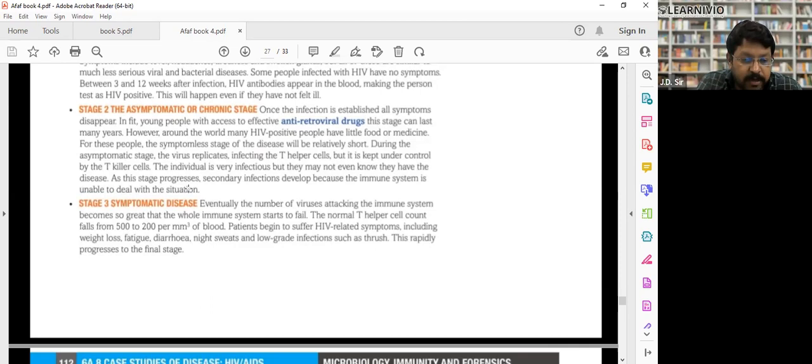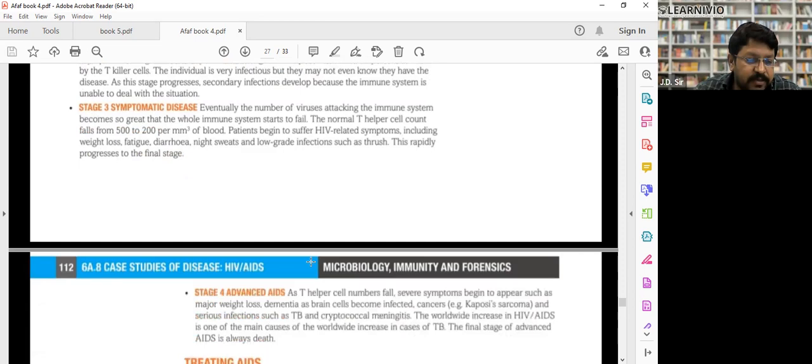Patients begin to suffer with HIV related symptoms, including weight loss, fatigue, diarrhea, right? So this is the symptomatic stage when symptoms start coming. In the asymptomatic, that is the chronic stage, symptoms do not appear on the body, in the physical form. So night sweats, low grade infections such as thrush, rapidly progress to the final stage, right?